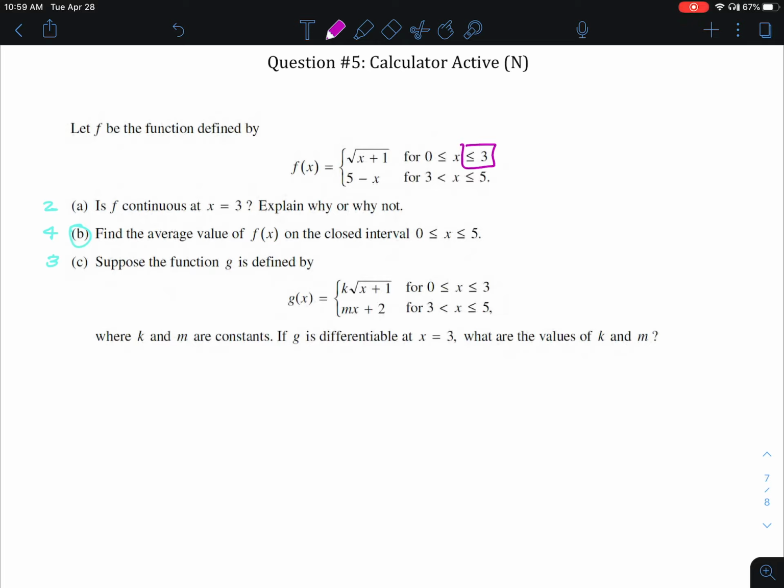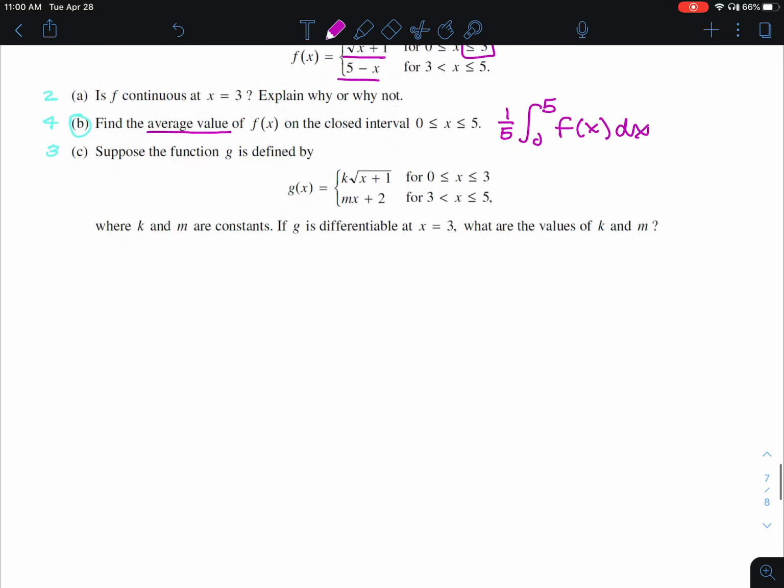Average value is not tested. It's a small part of finding this integral. So I would like you to at least integrate this thing. You're going to need to integrate this by separating the interval from 0 to 5, from 0 to 3, and then from 3 to 5.